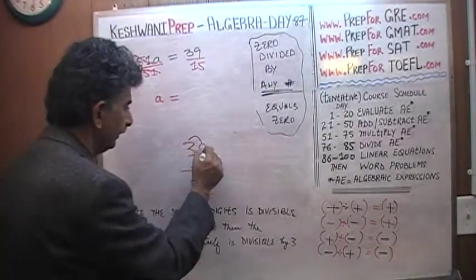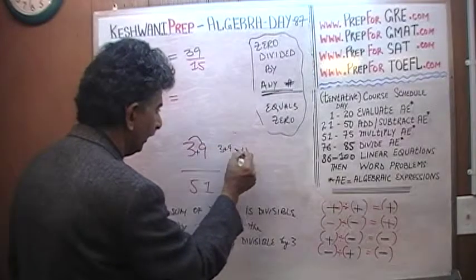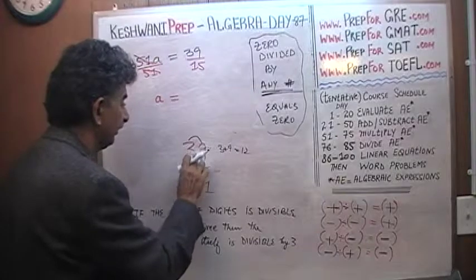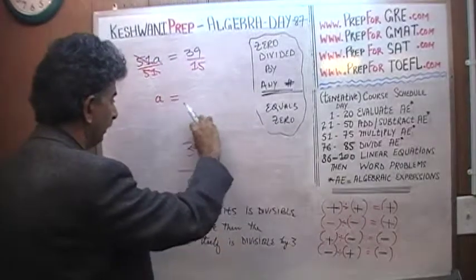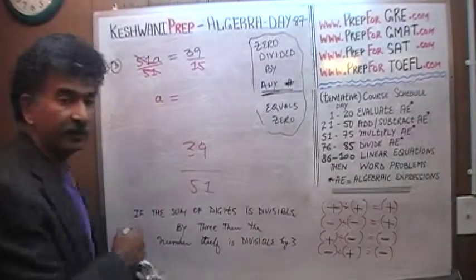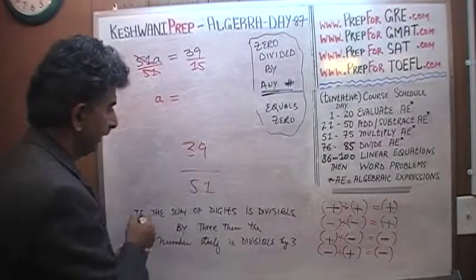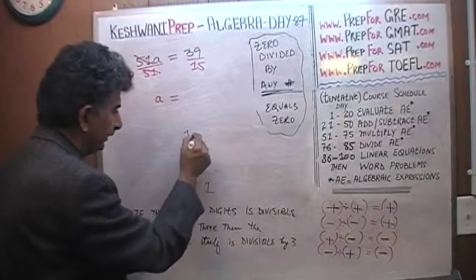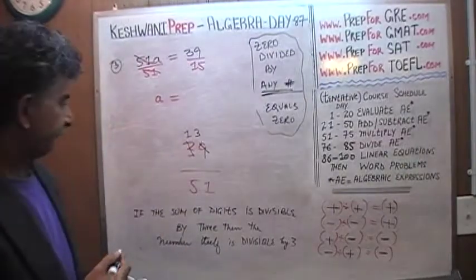3 plus 9 is 12, and I know 12 is divisible by 3. Well, if 12 is divisible by 3, then 39 must be divisible by 3. And of course, we don't have to make any fuss about it because it's very easy to see that 39 is divisible by 3. If I were to divide 39 by 3, there is 1 3 in 3, and there are 3 3s in 9.